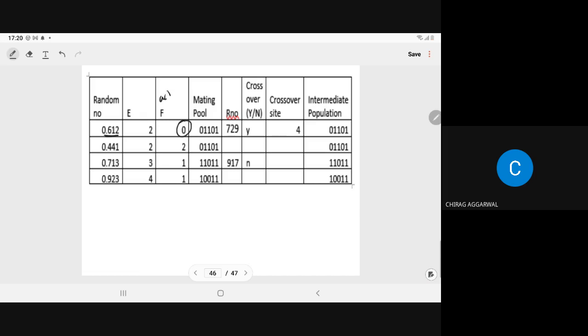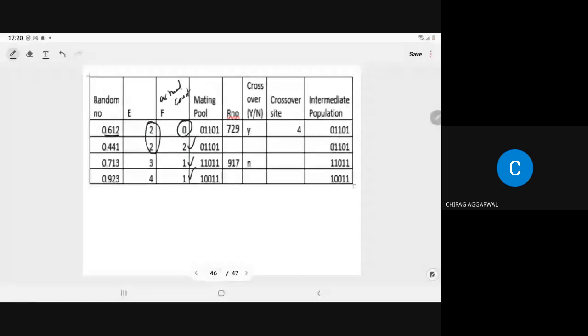It is the actual count. So don't go with the abcdef, right? Here we have the actual count for string 1 as 0, for string 2 as 2, for string 3 as 1, and for string 4 as 1. Now what is string 2? String 2 is 01101. So we have written 01101, right? Then string 3 and string 4 are 11011 and 10011. Here we have decided the mating pool.